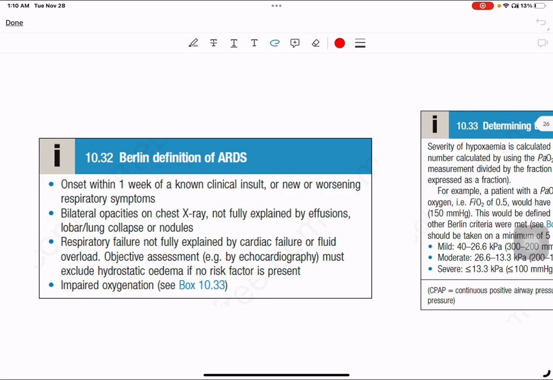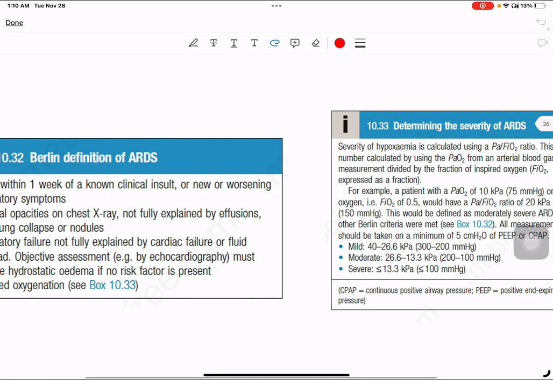So what is the definition? The patient will have new onset or worsening of respiratory symptoms suddenly, with a history of a known clinical insult within a week. The patient has a bilateral opacity on chest X-ray, not explained by effusion, collapse or nodule. The patient has respiratory failure, not explained by cardiac failure or fluid overload, and there is impaired oxygenation. So that is the Berlin definition of acute respiratory distress syndrome.